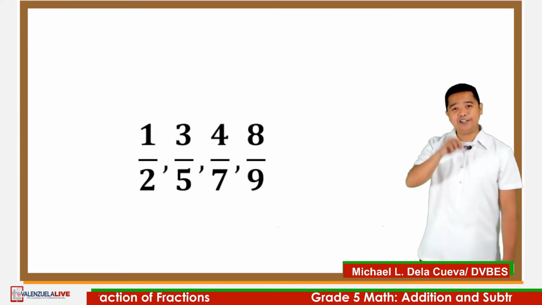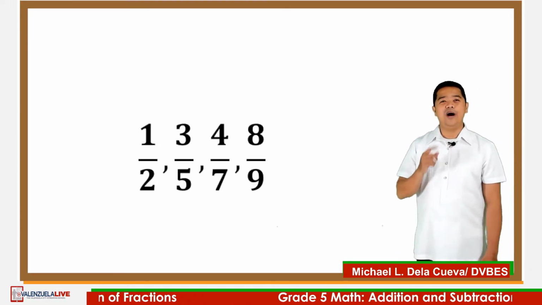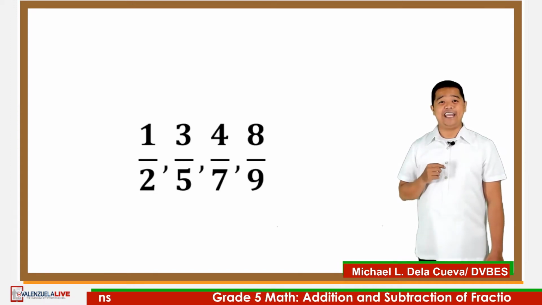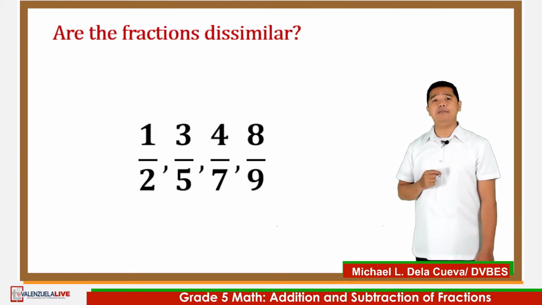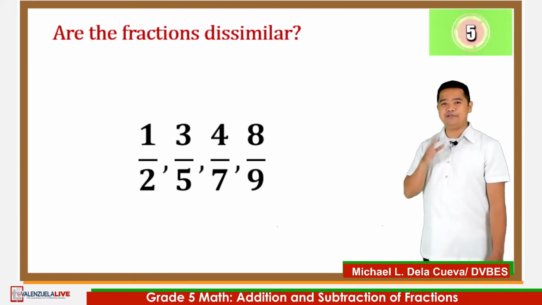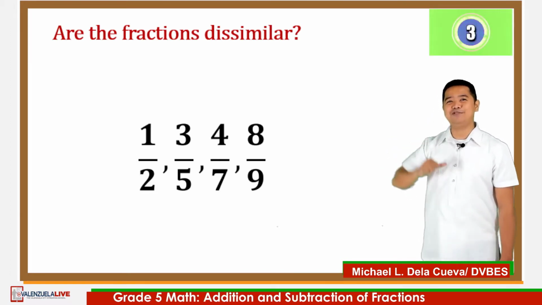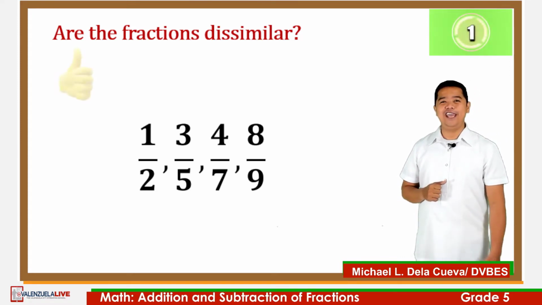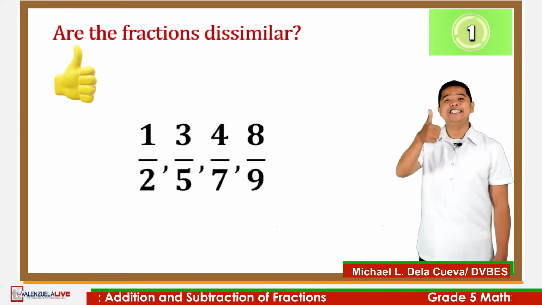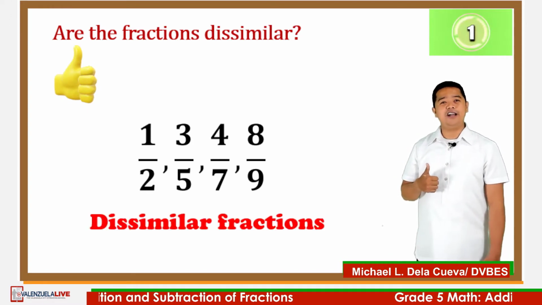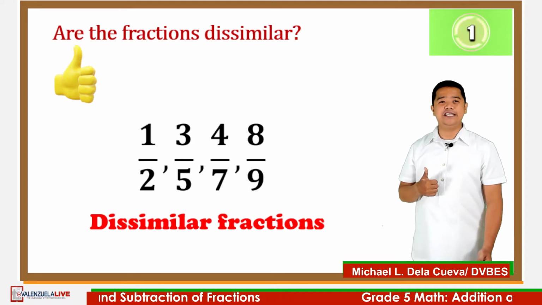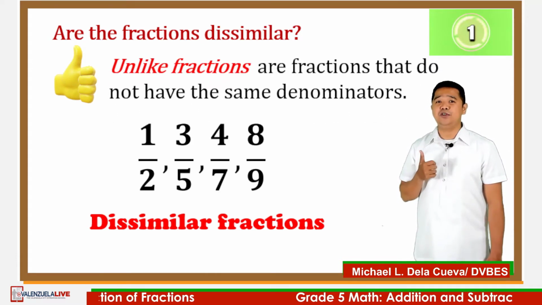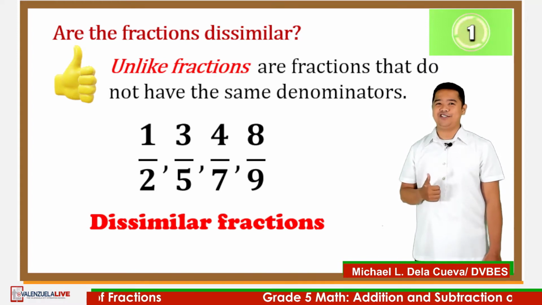Okay, let's have another one. 1/2, 3/5, 4/7, and 8/9. Are the fractions dissimilar? Okay, 5 seconds to click thumbs up or thumbs down. Okay, very good. The answer is thumbs up. They are dissimilar fractions. Dissimilar fractions or unlike fractions are fractions that do not have the same denominators.